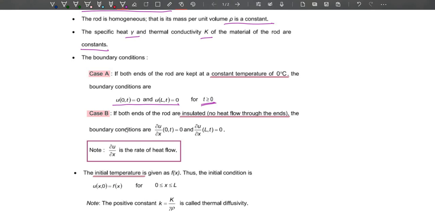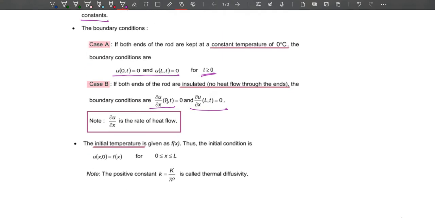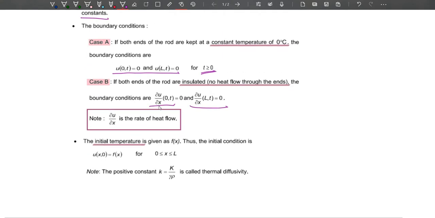For the second case, case B, both ends of the rod are insulated. That means no heat flows through the ends, and the boundary conditions are ∂u/∂x(0,t) = 0 and ∂u/∂x(L,t) = 0. These are the differences, where ∂u/∂x is the rate of heat flow. Since it is insulated there, we need to differentiate with respect to x.